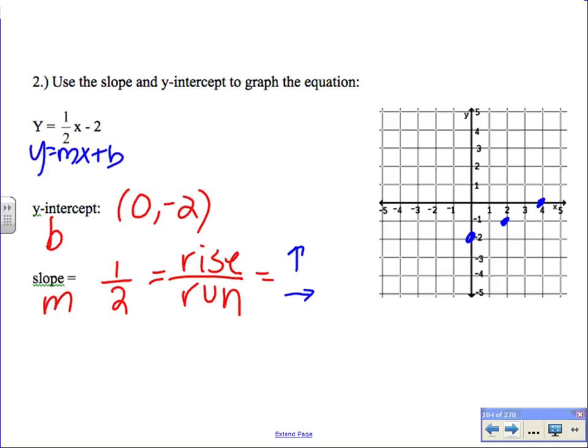How do I get this other point? Does anybody know? I want to get the point on this side. Right, down 1, over 2. So I do the exact opposite. For the opposite point, I do the exact opposite. I went up and to the right, so I go down and to the left 2. That's how I get my opposite point. And that's my line.